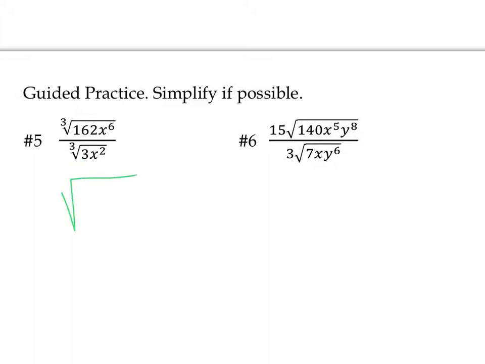So I'm going to, and this is going to be the cube root of 54. And then x to the 6th over x squared is going to be x to the 4th. Right, when you divide the same base, you subtract the exponents. Okay? Now the cube root of 54, I might have some work to do to simplify that.